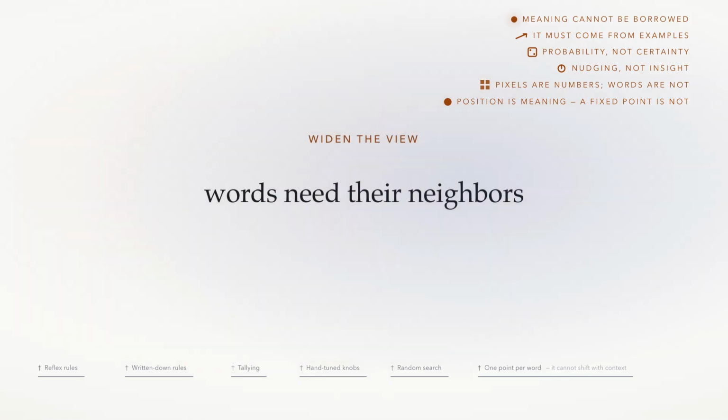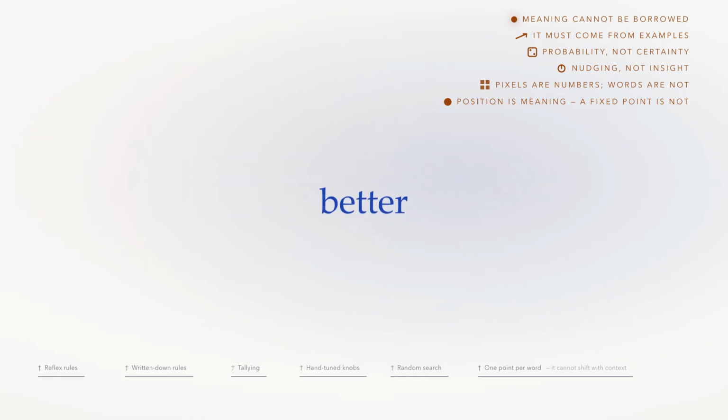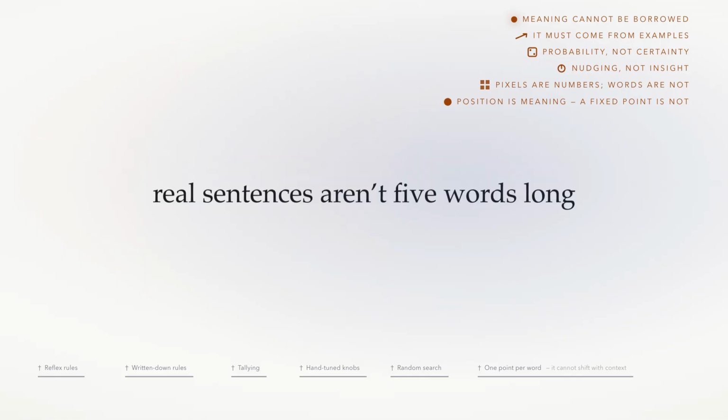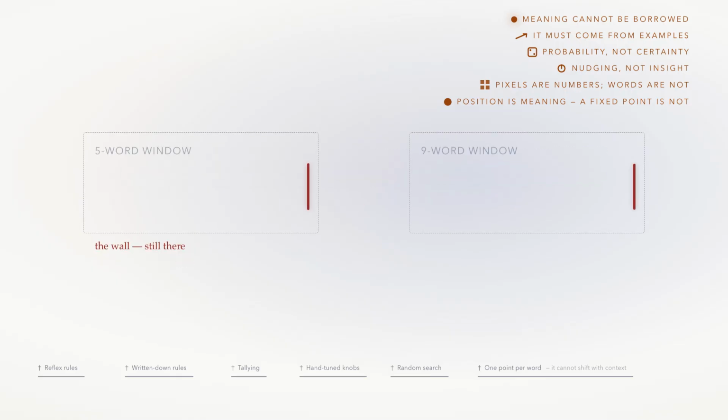Fine, words need their neighbors, so widen the view. Feed the machine the current word plus 2 on each side, a 5-word window, and translate chunk by chunk. Better. But real sentences aren't 5 words long, and we've already met the sentence that kills this. The man who wore the red hat that I saw yesterday. The word that decides the verb sits a dozen words back, outside any window we'd care to afford. Widen the window and you move the wall, you never remove it.